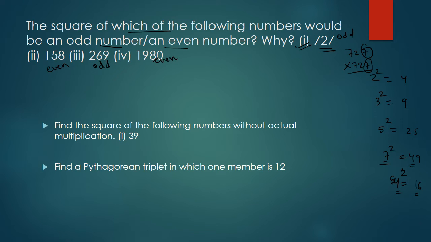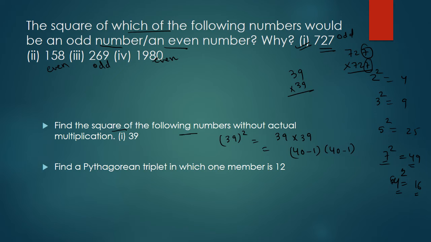We have to find out the square without multiplication. If I had been asked to just find the square, I would have multiplied. But without multiplication, what can I write? I need to find out 39 square. So that means 39 times 39, right? Can I write it as 40 minus 1 into 40 minus 1?